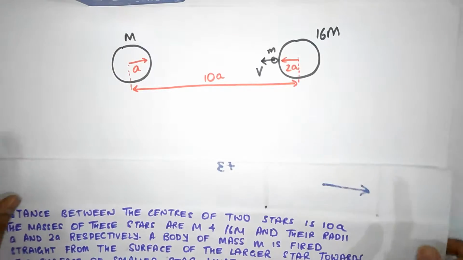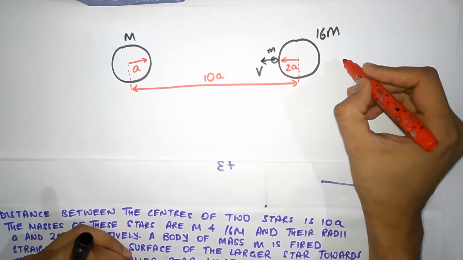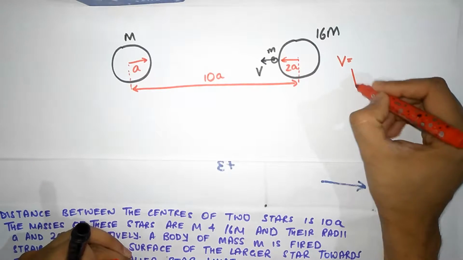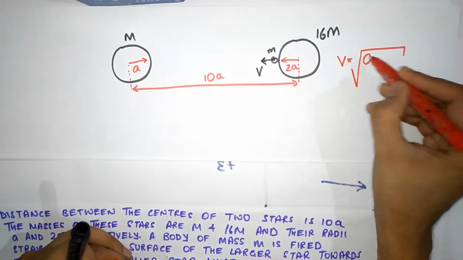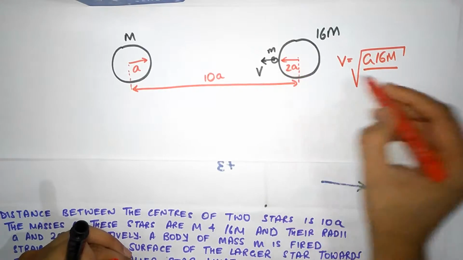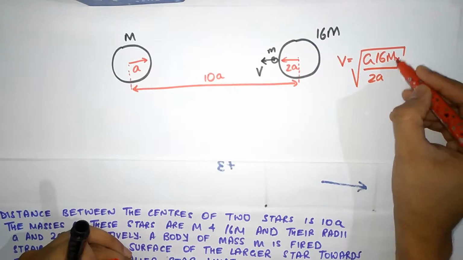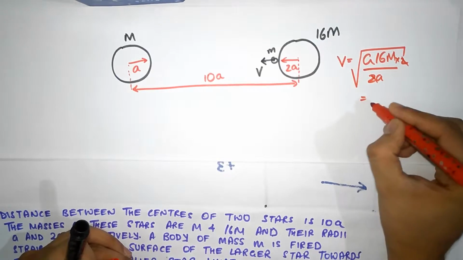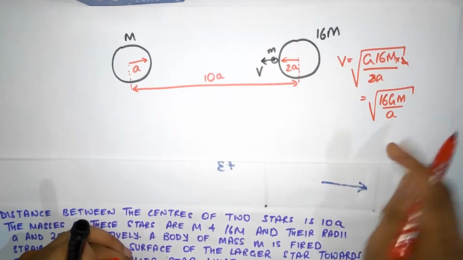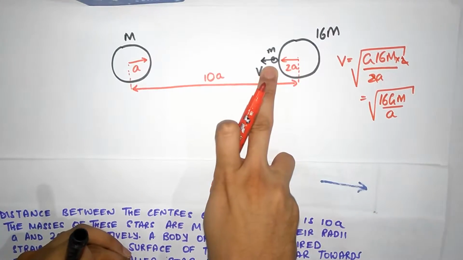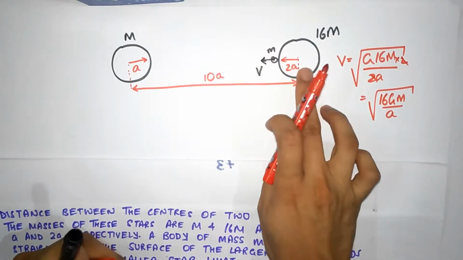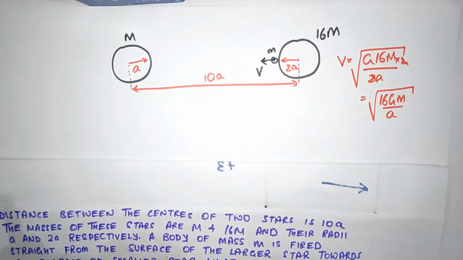Well, think about this. We know the expression for escape speed, right? Escape speed from the surface of this planet is going to be the square root of 2GM divided by R. So the 2 cancels, and it'll be the square root of 16GM divided by a. Now that would be the speed with which I have to throw this guy if this fellow was not available, so that it escapes the gravitational pull of this particular planet.